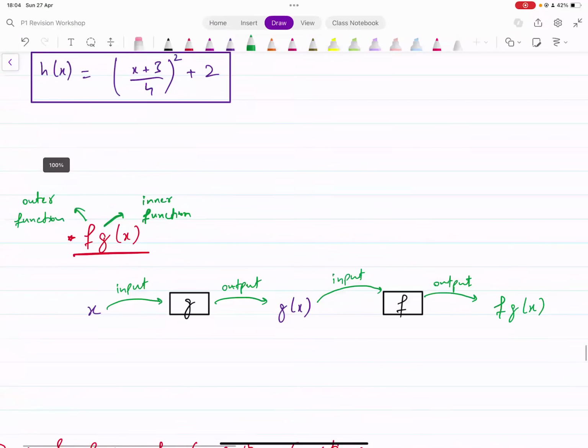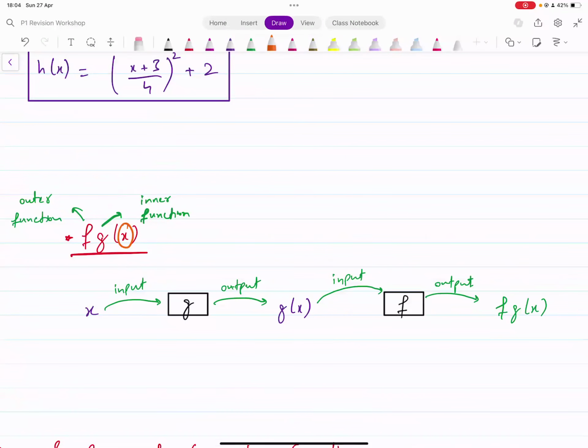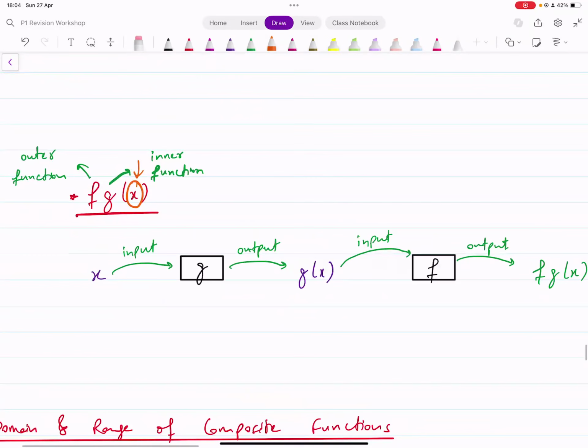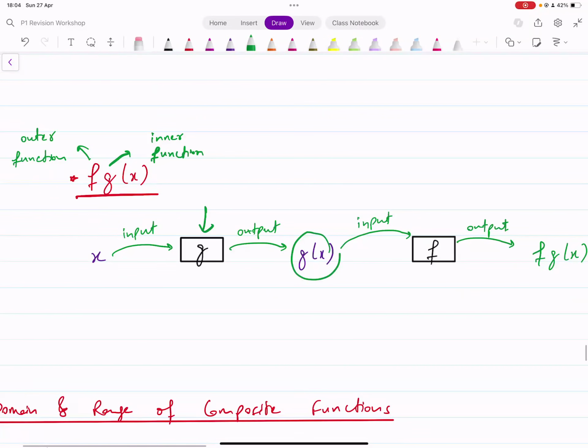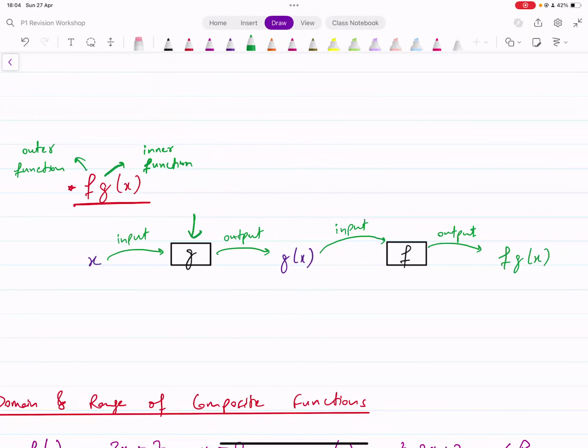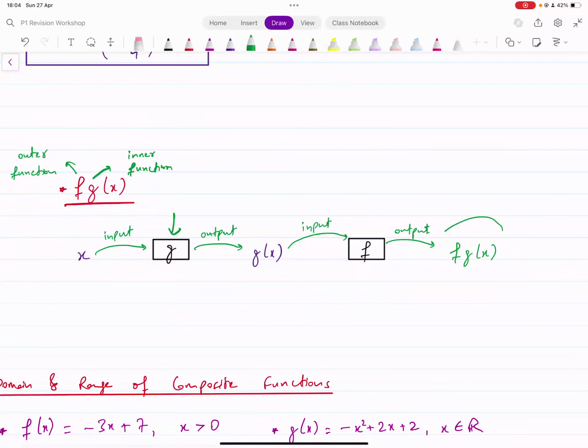Step by step, what happens is the input that you give to the function is first going to go to g, the function that's closest to that. So input goes to g first of all, and then g gives you an output. That output is g of x. And then that output goes as an input to the next function, which is f. And from that, you get the final result, which is fg of x. That's how a composite function works. The function that's closest to the input is applied first, and then the next function after that.